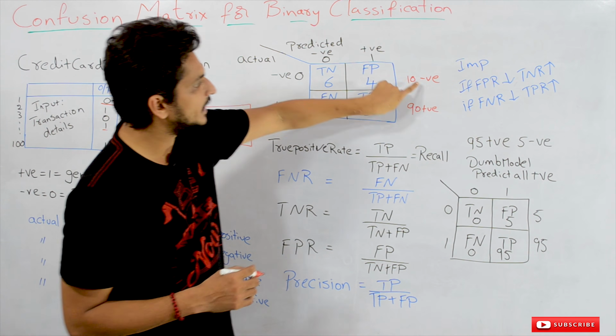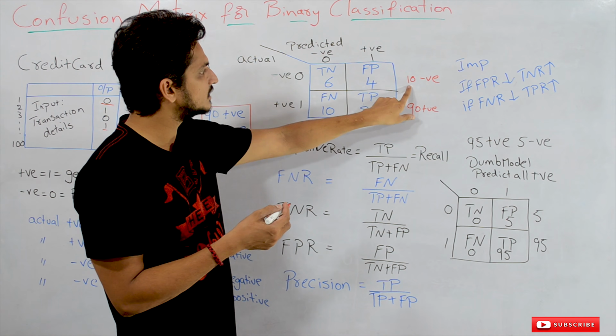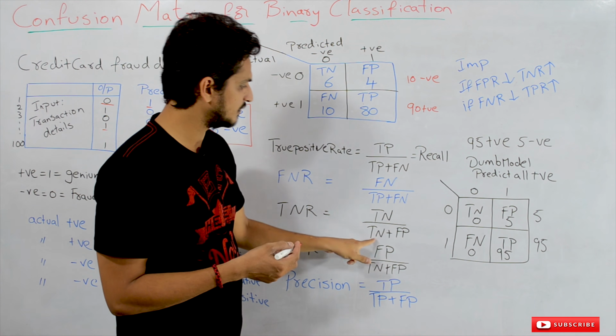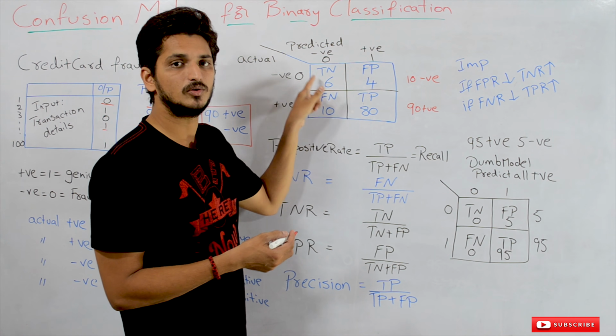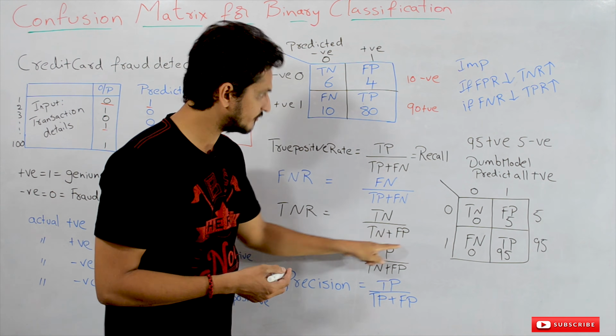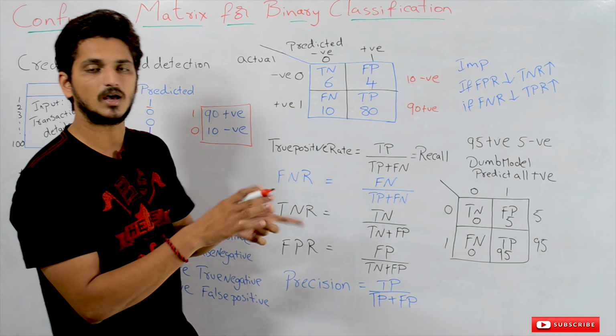True negative rate means, in total, how many negative points are there? Actual negative points we have 10. How will we get this value? TN plus FP. Out of that, how many did we predict as negative? 6 by TN plus FP. The same way, if this is increasing, this is decreasing, and vice versa.